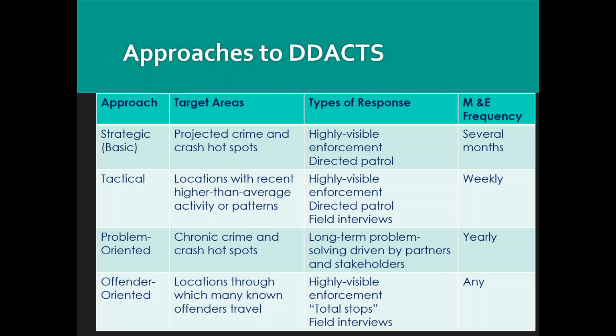The first is the classic, what we call strategic approach to DDACTS. You look at long-term crash and crime hotspots, and you try to project where those hotspots are likely to happen in the future during the period that you plan to start your DDACTS project. And then during that period, you do highly visible enforcement and directed patrols of a variety of different potential types: traffic officers, regular officers, foot officers, and so forth within those target areas. And after several months, you take a look and see whether crime and crashes went down.